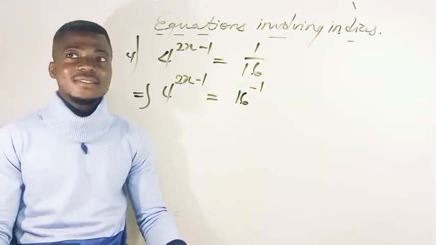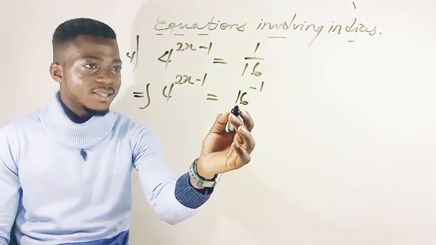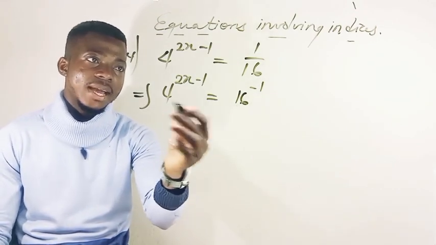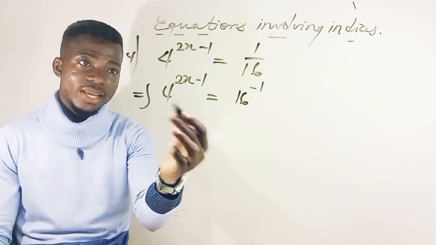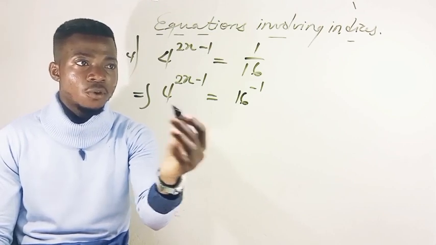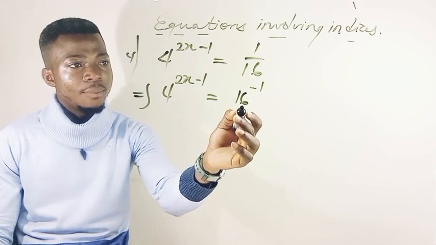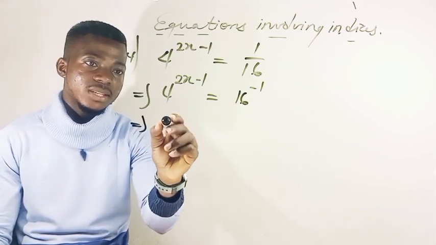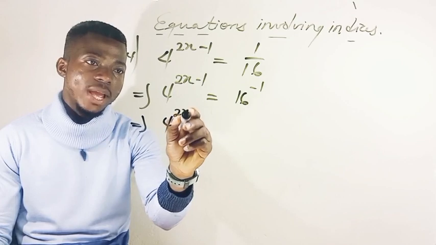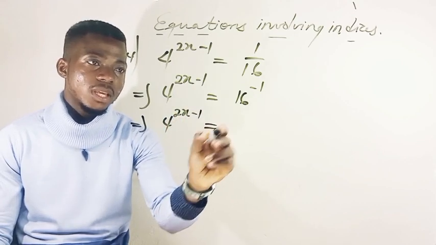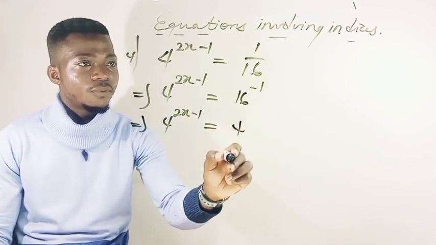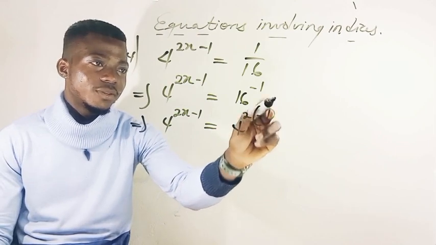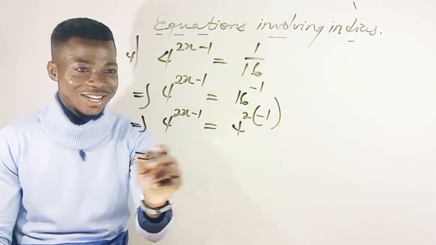All right, so like I'm saying, the 16 can be written in index form so that it will match with the 4. Because here is 4, we have to write this one in index form using 4. That is going to give us 4^(2x minus 1) equal to 4^(2 minus 1). All right, we are almost done.